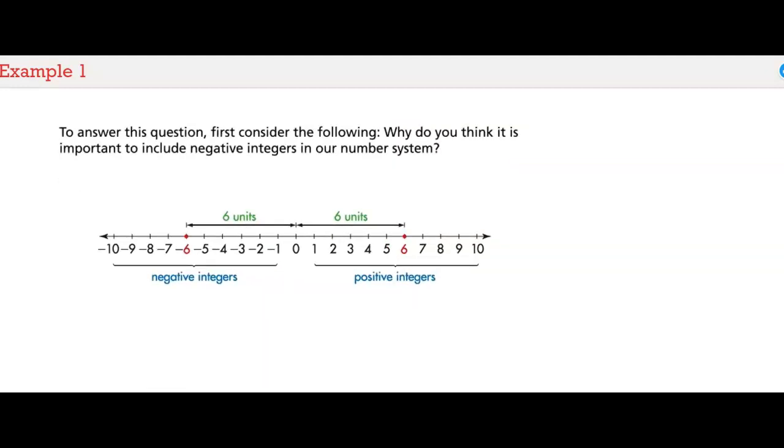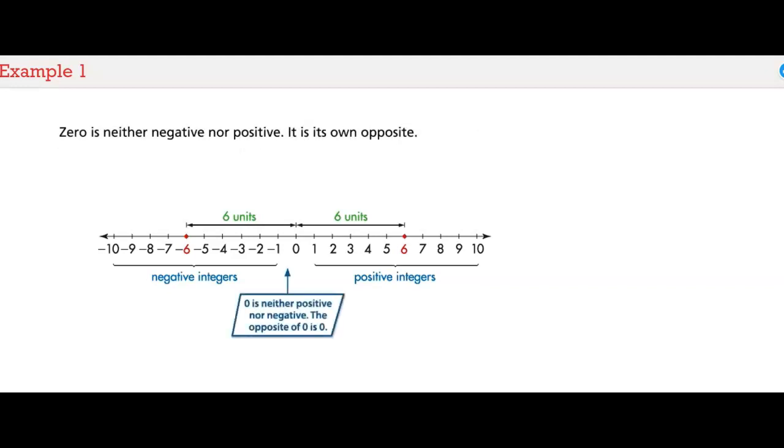To answer this question, first consider the following. Why do you think it is important to include negative integers in our number system? Negative integers are used to represent situations less than 0, like temperatures below 0. What is unique about 0? Zero is neither negative nor positive. It is its own opposite.